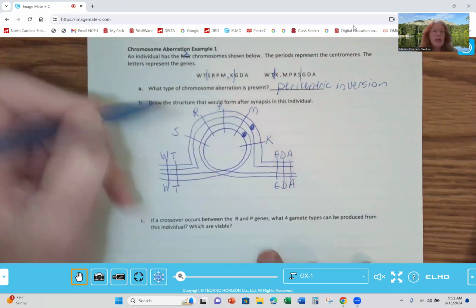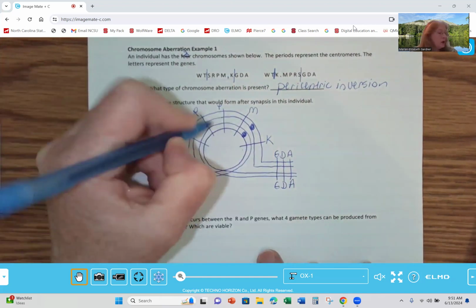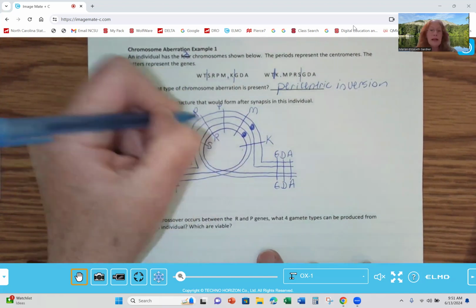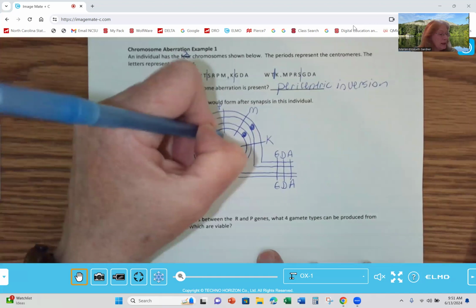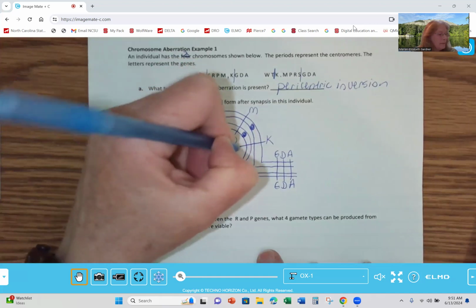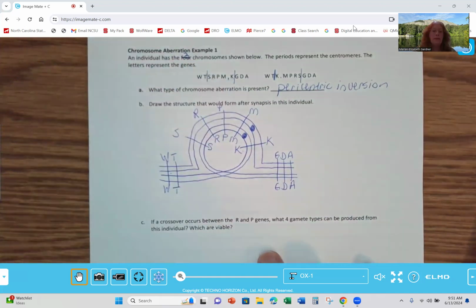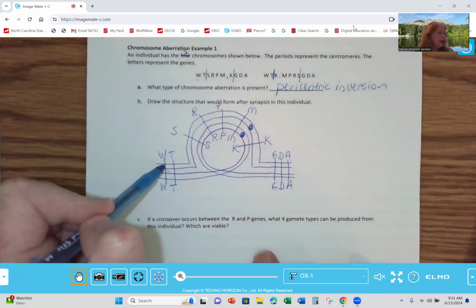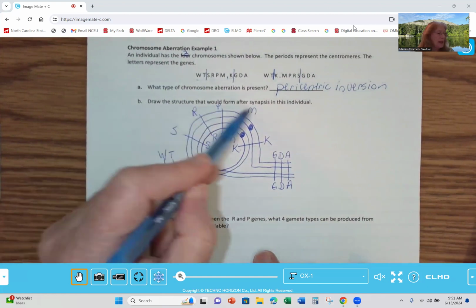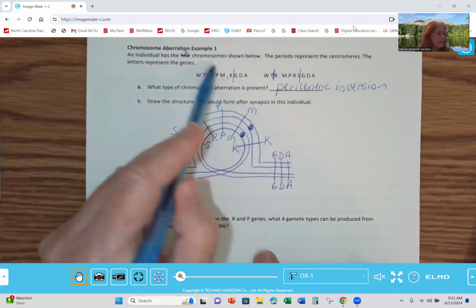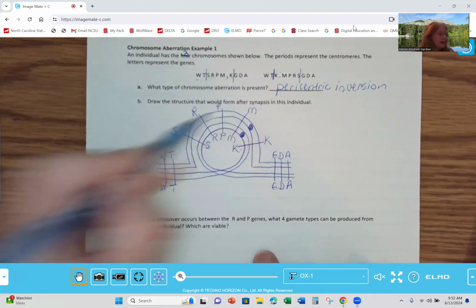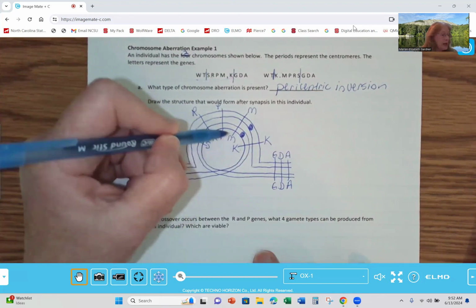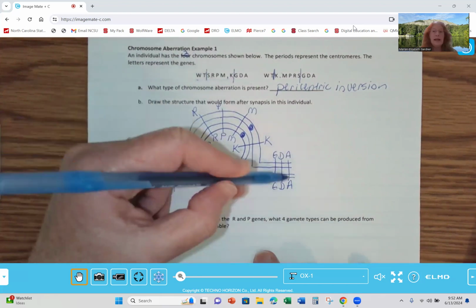Now, across from each of these genes, we still have to have the second chromosome labeled, and it will have the same alleles, because remember, synapsis is occurring as a locus by locus pairing up. There we go. And if you notice the way I did it, I put this one as the one reading across the top, WTSRPM centromere K GDA. And this one is the one reading in the middle. So WTK centromere MPRS GDA.